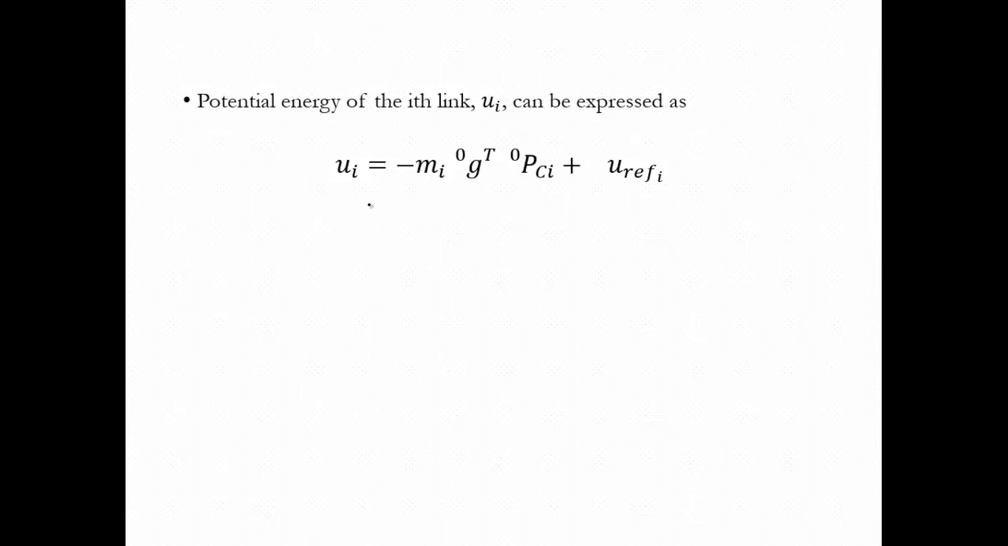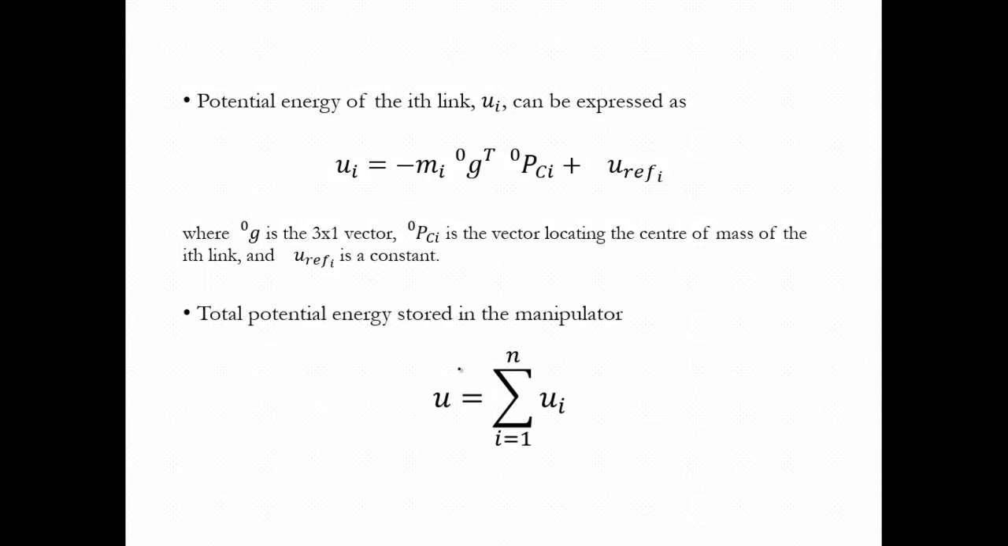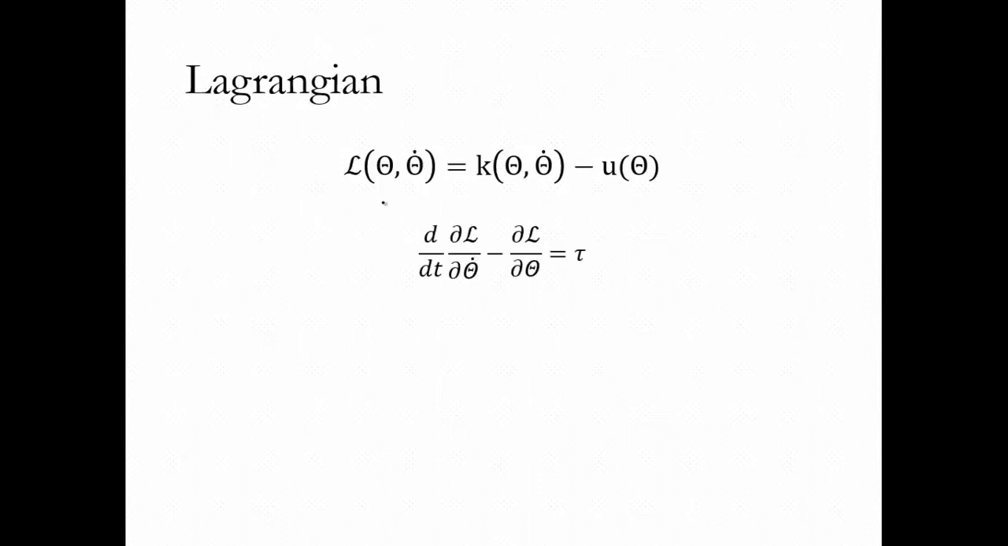This U ref is to keep the potential energy always positive, though it finally goes to zero because of the partial differential that we'll be using further. So the total potential energy is again a summation of the potential energy of each link, which includes the mass of each link and the position vector of each link. G will be constant. Now the Lagrangian is defined as the difference between the kinetic energy and the potential energy of the whole manipulator. This is how we define capital L, the Lagrangian, and this is the differential equation that we use to find the equation of motion.